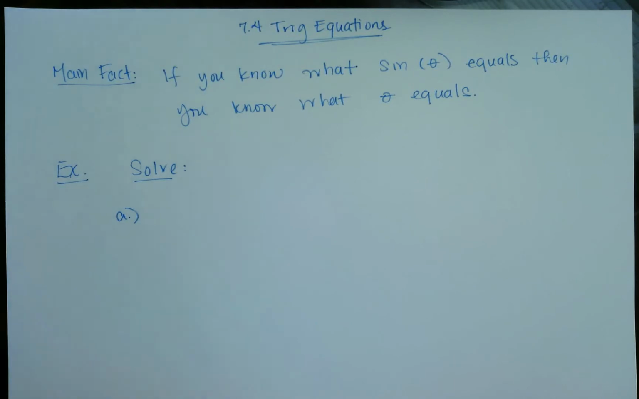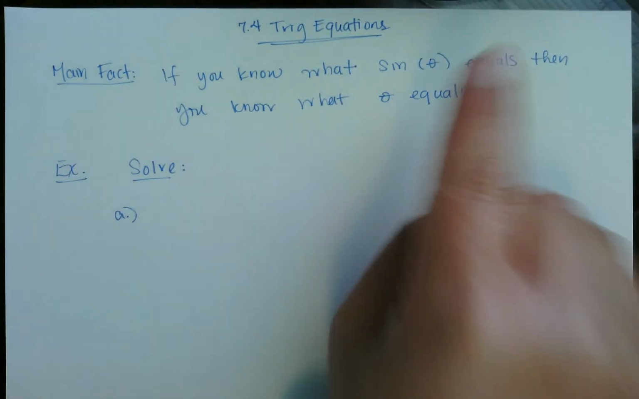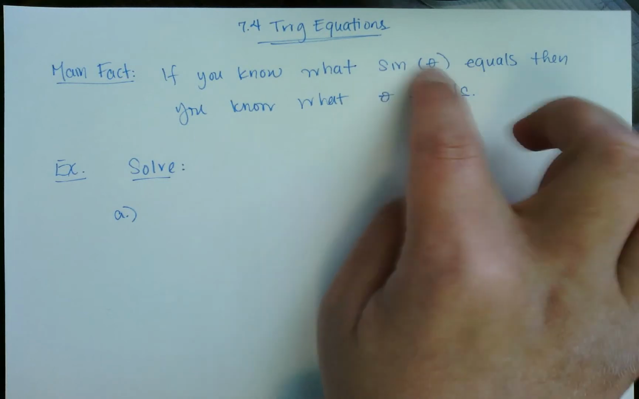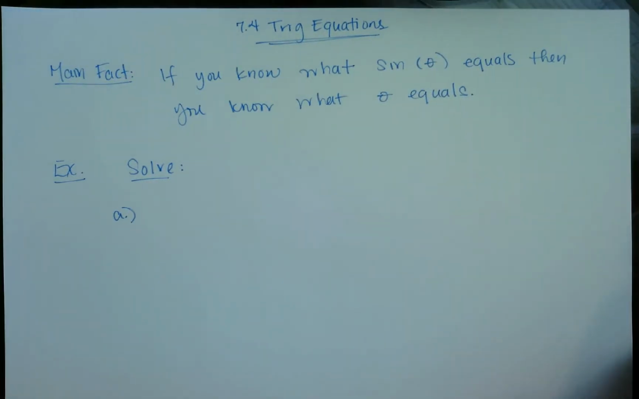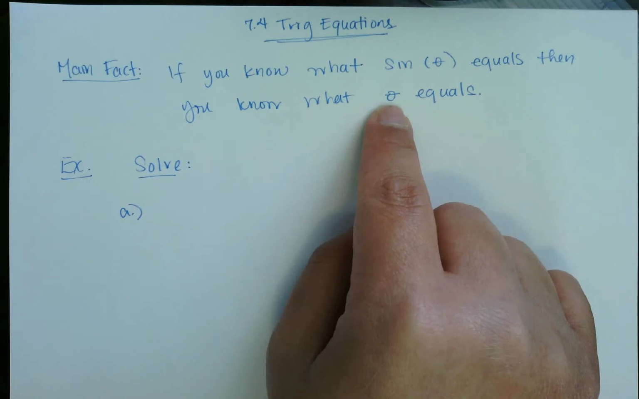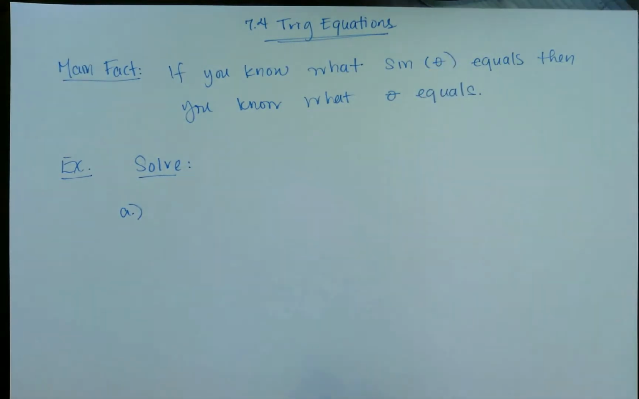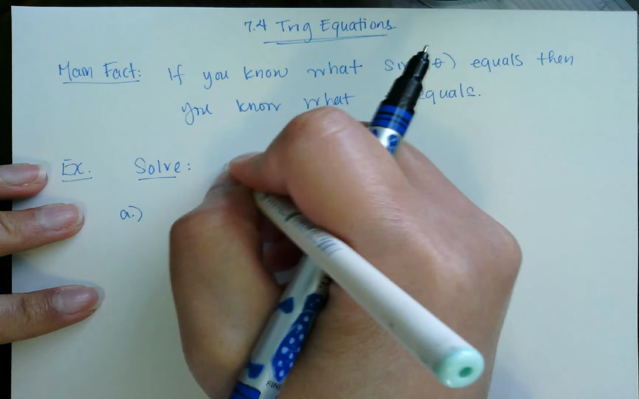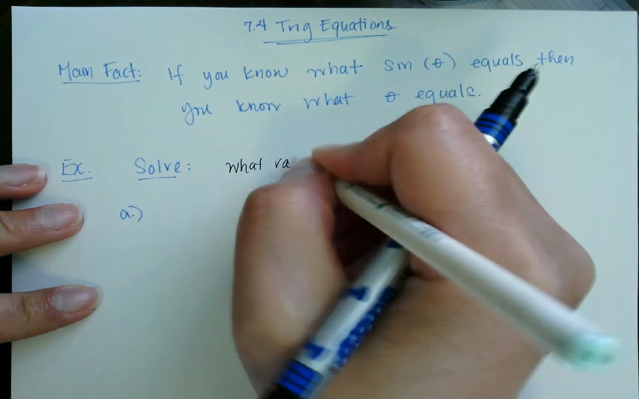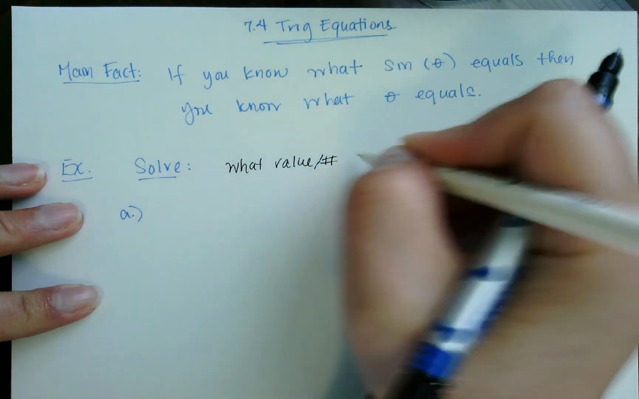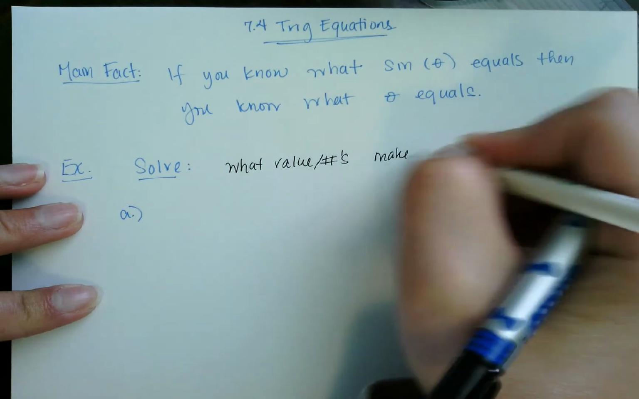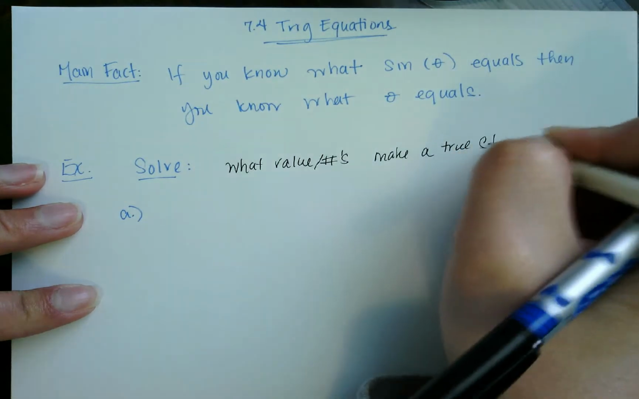Alright, so here's the main fact. If you know what sine of theta equals, so if they tell you sine of theta equals whatever, then you know what theta equals. You can figure out what the angle is. Okay, so we're just going to jump right into examples. So if I want you to solve, and remember, solve means what value or what number or numbers make a true statement. Anytime you're solving any equation, whether it be trig or anything else, what numbers make a true statement.